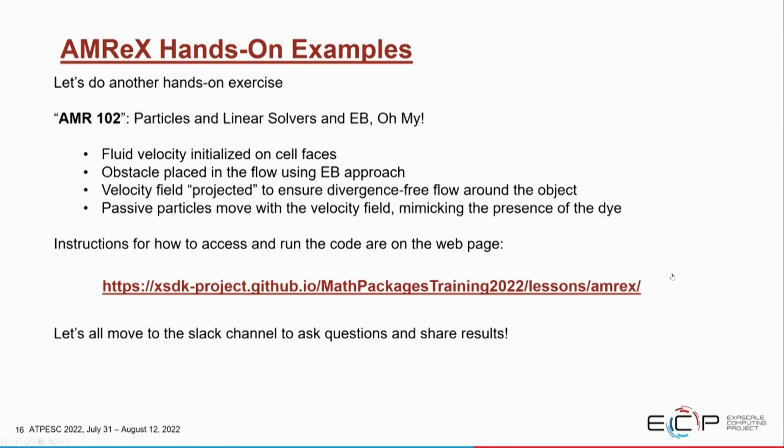Okay, so we're going to do an example where we add particles, we add linear solvers, and we add EB as embedded boundary. So we're going to do all three of those things. The fluid velocity in this case lives on cell centers. We're going to do a Poisson equation, which is going to enforce incompressibility. It's a style called projection method.